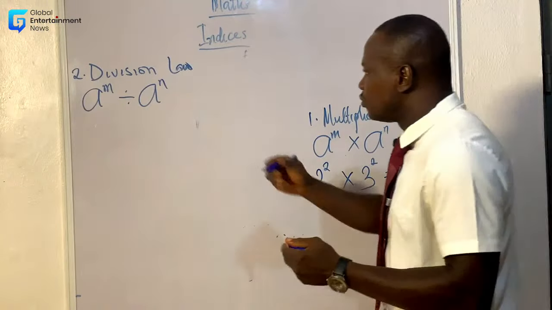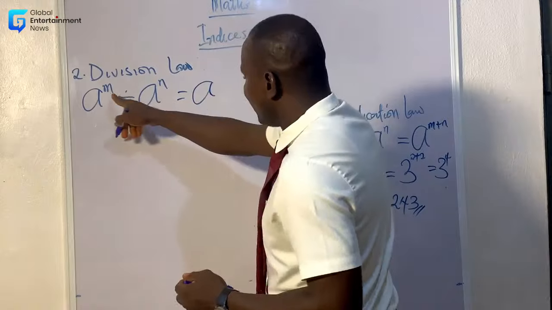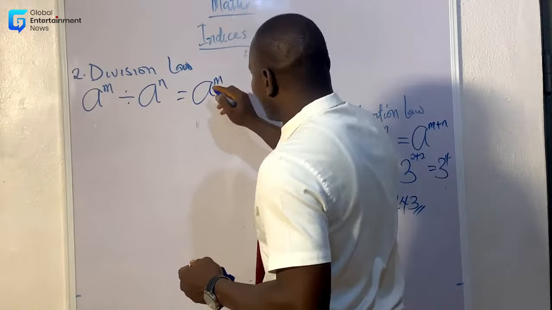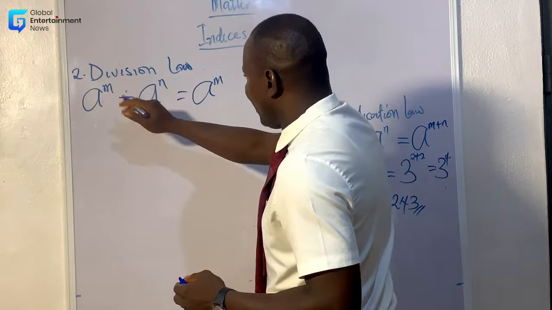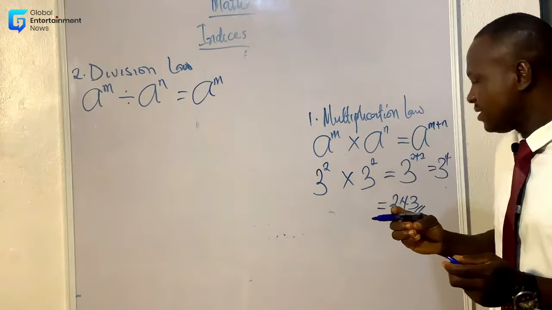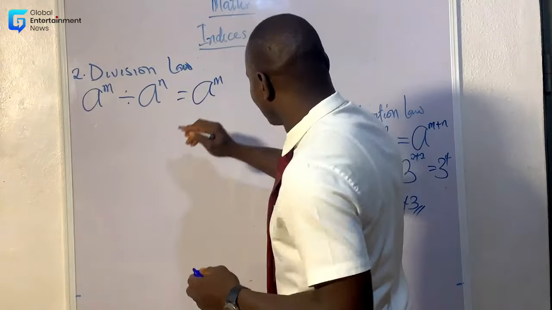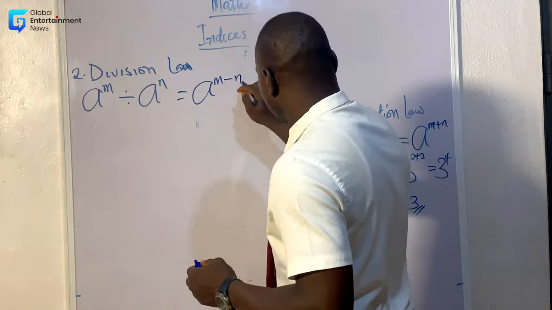So what we're going to do is pick one base, which is a, then I have m, but the only thing different is that the sign between the two powers will change. What we have here is plus, so what we are going to have here is minus, which is m minus n.